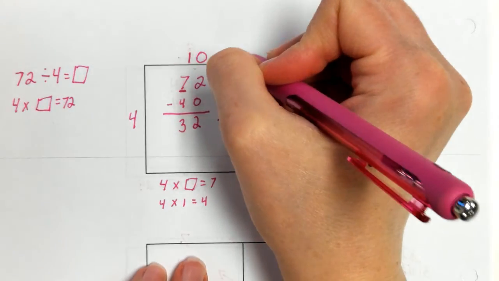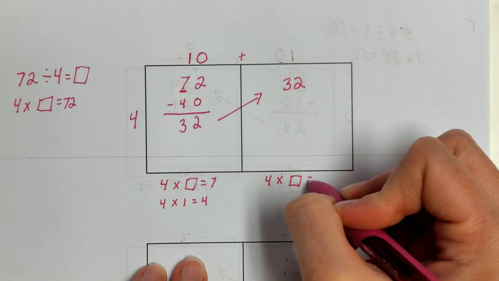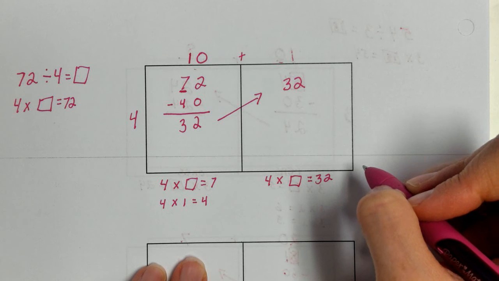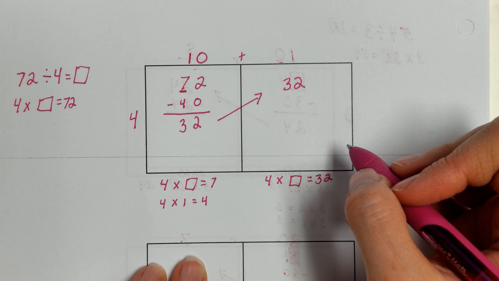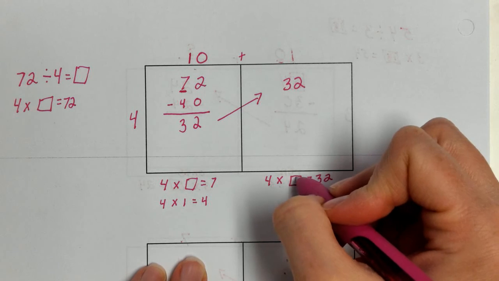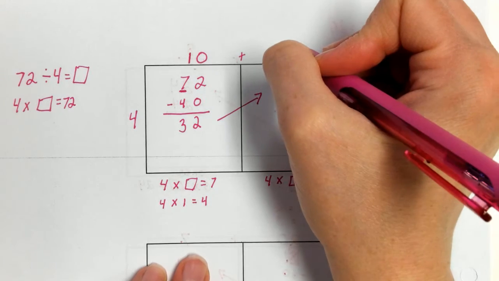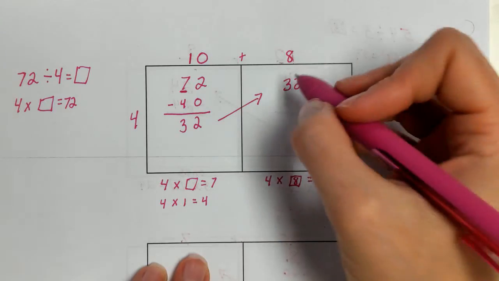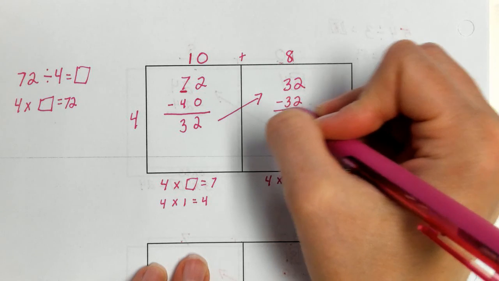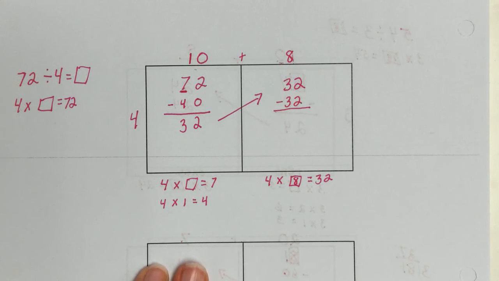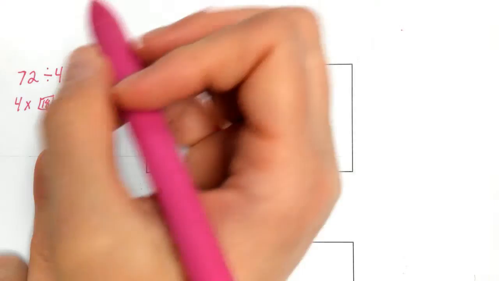All right. Now I'm thinking 4 times a mystery number equals 32. What's that mystery number, Jeremiah? You're close. 4 times 8. Where do I want to write that 8? Up there. Up at the top. So it's 18. 8 times 4 is 32. Do I have any leftovers? No. So 4 times what is 72? 18. So 72 divided by 4 is?